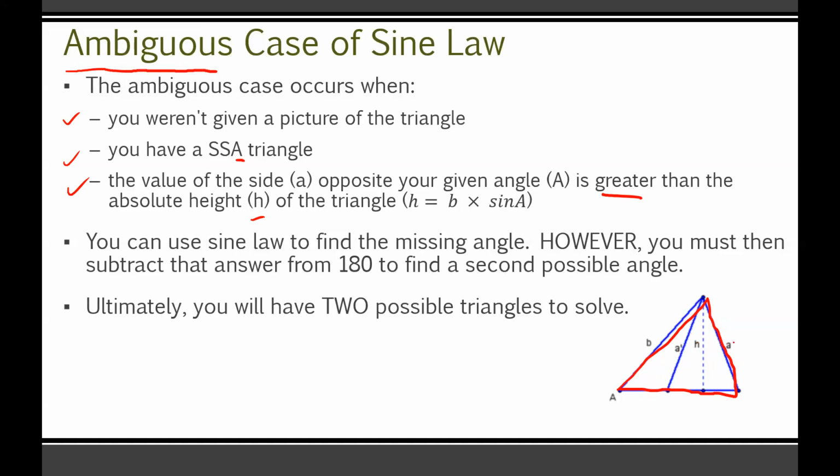But if your side length A is bigger than your height, theoretically, it could pivot on this little point up here and actually swing back down this way. Now, the reason it could happen is, remember, we are given two side lengths, A and B, as well as the angle that is not in between them, but we were not told how long this bottom flat side is.